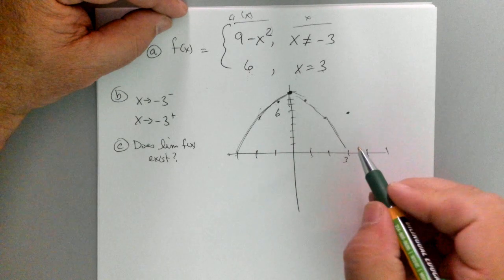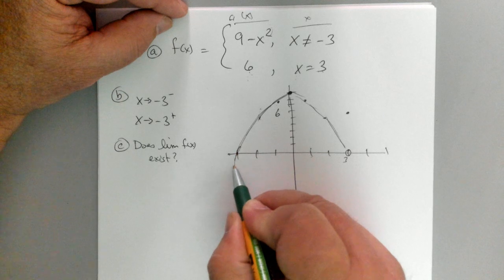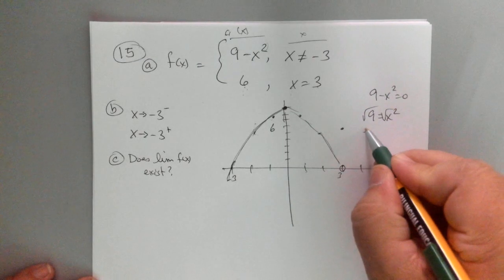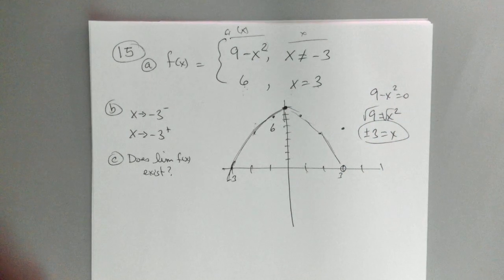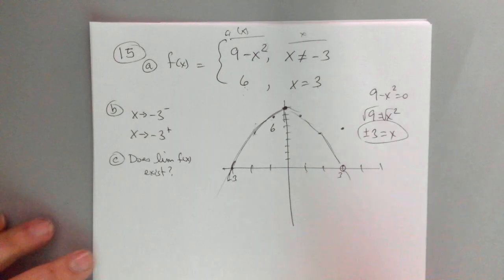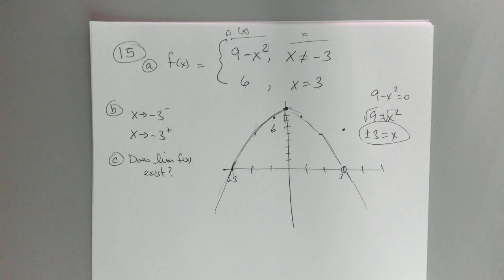What are the intercepts? Yeah, 3 and negative 3. Take this equation, set it equal to 0, and square root both sides. So plus or minus 3 equals x. Those are my zeros. And so that's the graph.